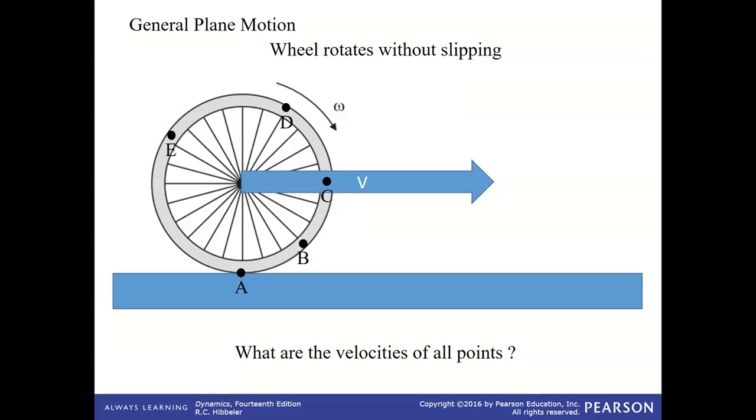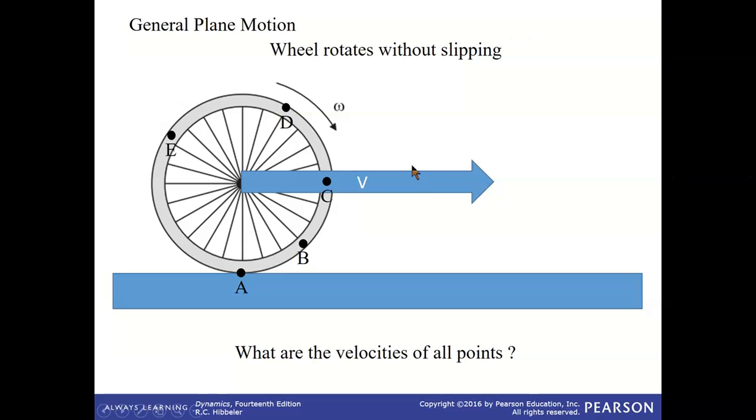Now consider the third example of general plane motion, where the wheel rotates without slipping. So in this example, the wheel rotates as it goes from left to right, and there is no slippage of the wheel. That means it does not skid, it simply rotates. And the same question, what are the velocities of all points? This is the example of general plane motion because the wheel not only rotates, but it also translates from left to right. So it's a combination of rotation and translation, and hence it's called general plane motion.